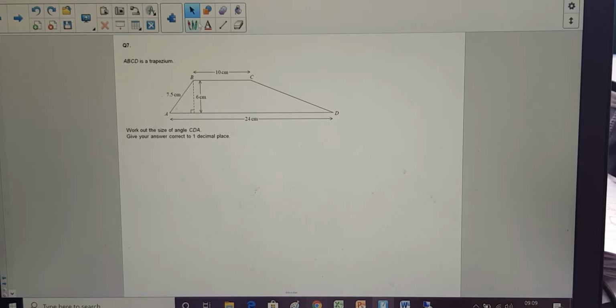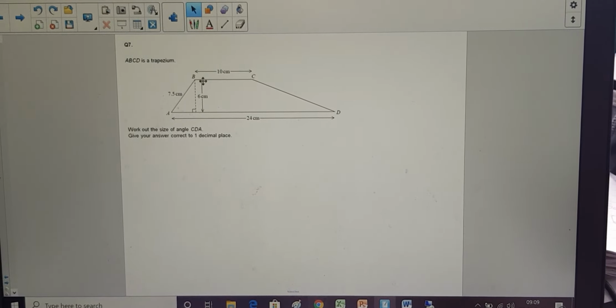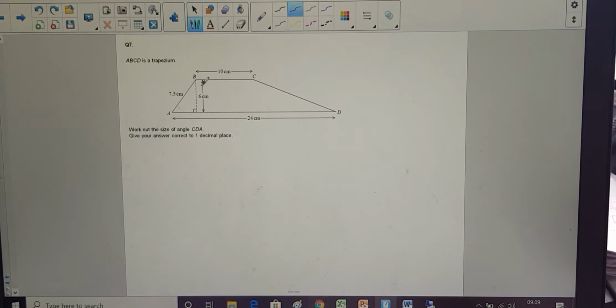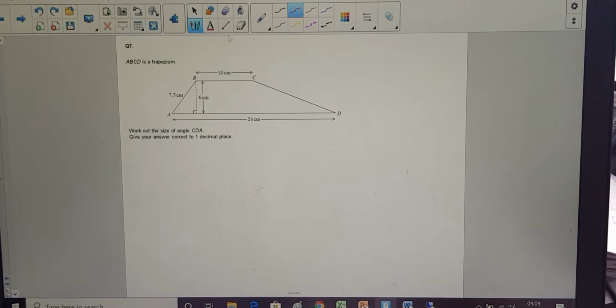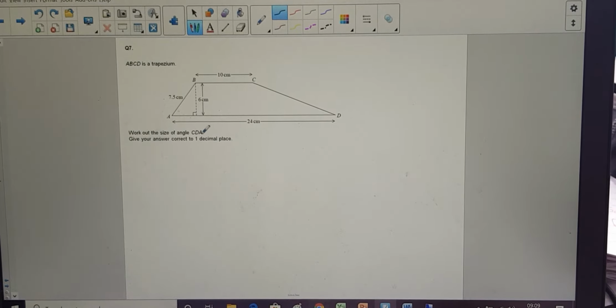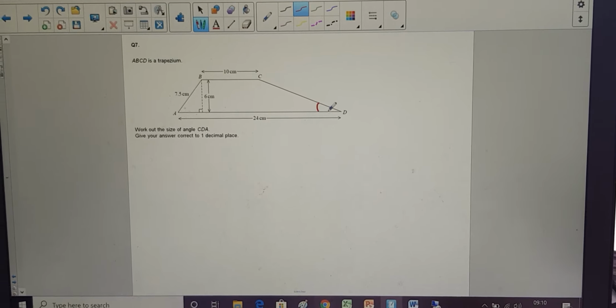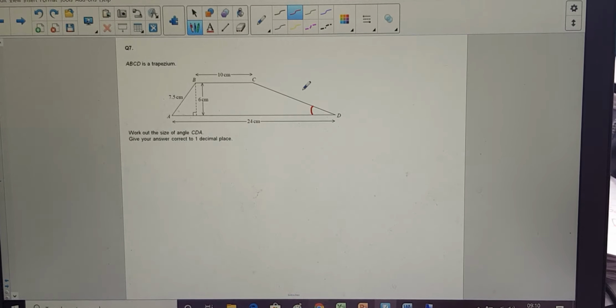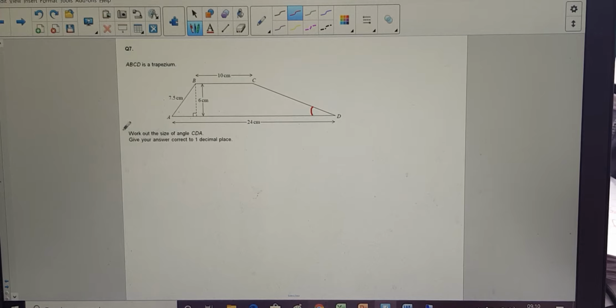Okay, ABCD is a trapezium, a four-sided shape, quadrilateral with one pair of parallel sides, this one and this one. Work out the size of the angle CDA. C to D to A would leave me with this being the angle that I want. Give your answer to one decimal place.